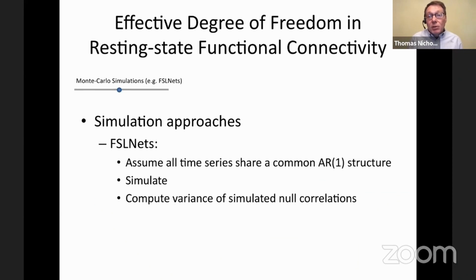I will say that there is some awareness of this issue. In the FSL toolkit for connectivity, something called FSLNets, they are aware of this problem, but they take a very basic approach. They simply say, well, there is a common autoregressive order 1 autocorrelation, estimate that over all edges and all subjects, and then do a little mini Monte Carlo simulation to see what the variance of the Fisher's transform correlations is in that setting. So that's reasonable, but of course it has even more assumptions: it's assuming autoregressive order 1, and it's assuming those correlations are the same everywhere.